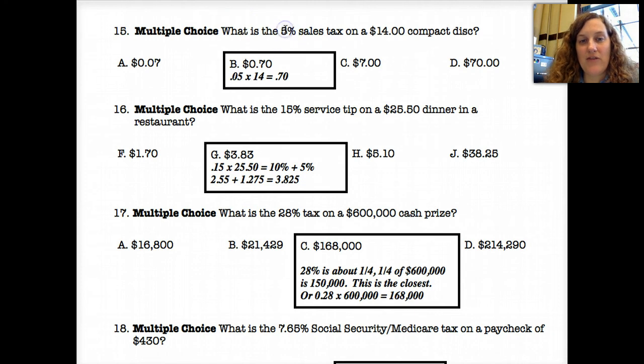What is 5% sales tax on $14? Well, that's just 5%, or 5 hundredths times 14, which is 70 tenths, which is choice B.